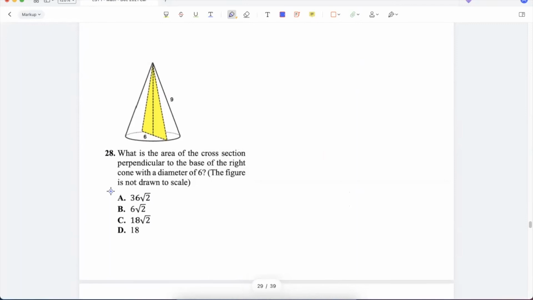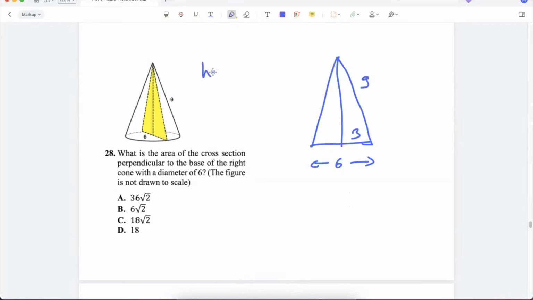What is the area of the cross section perpendicular to the base of the right cone with a diameter of 6? Okay, so first let's find the height. If you draw this, this is 6, right? So this is 3 and this is 9. So the height will be under root of 9 squared minus 3 squared, under root of 81 minus 9. So root 72.